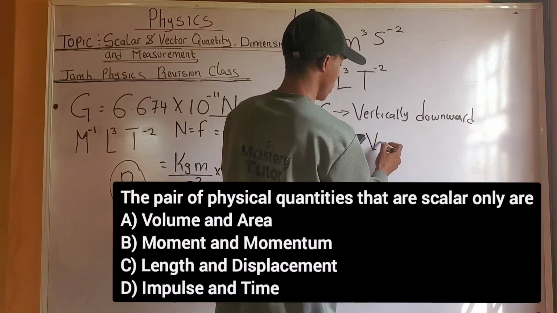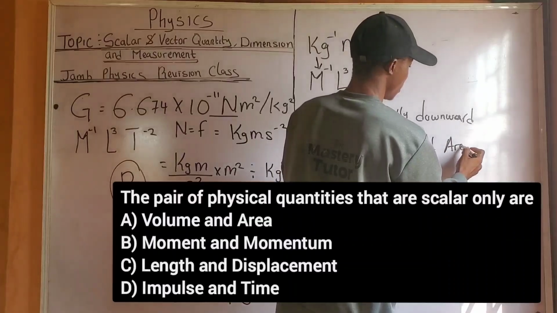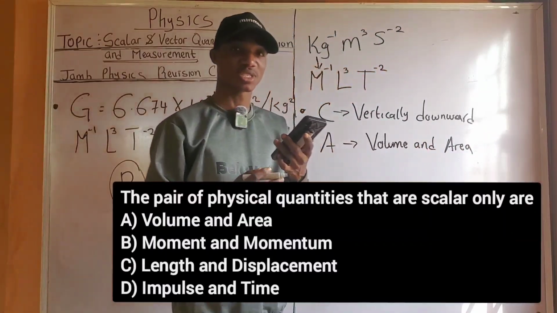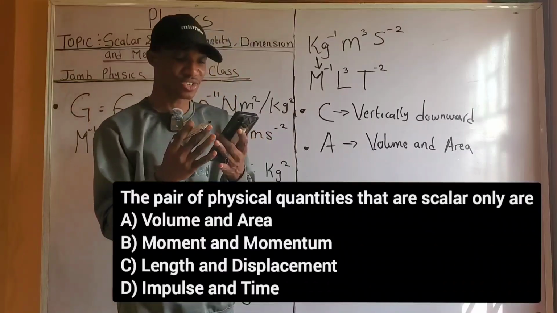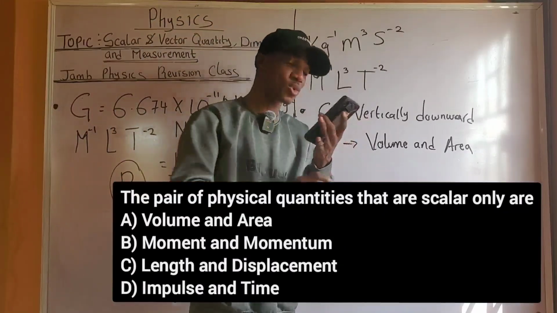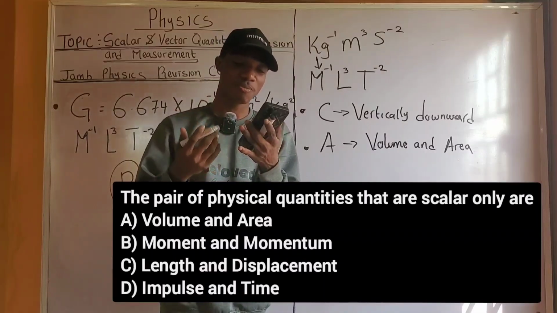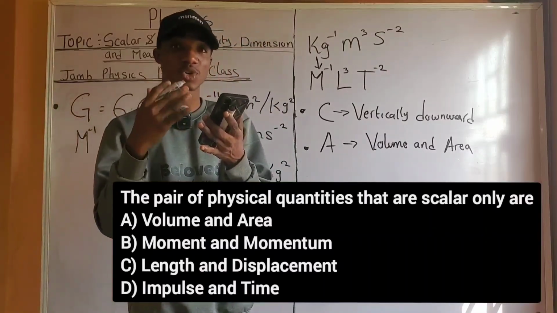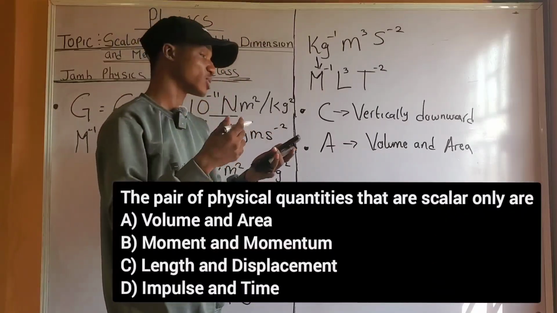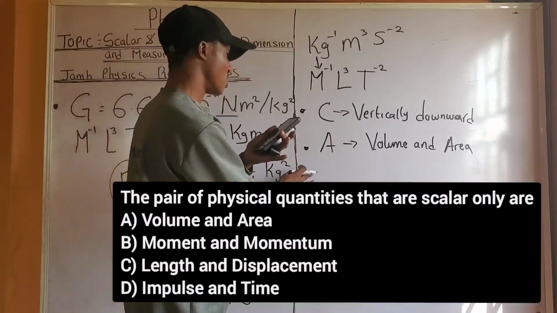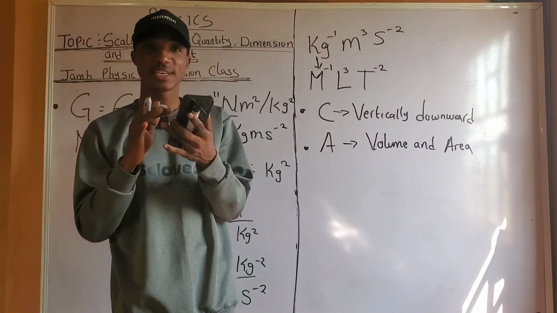Volume and area, both of them, they have magnitude. You understand? They have measurement, they have magnitude, they have size, but they don't have direction. So these quantities are the scalar quantities there. If you look at the second option, momentum is a vector quantity. Displacement is a vector quantity in the third option, and impulse is a vector quantity in the fourth option. So the correct option is option A, which is volume and area. Okay. Now let's look at the next question.